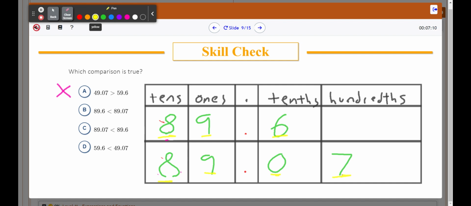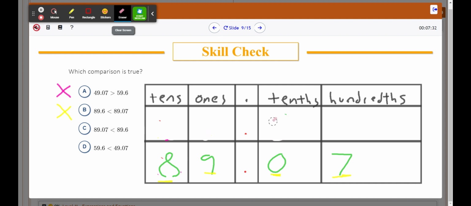They're trying to trick you with the 7 over here. The 7's in the hundredths spot. We don't care about that because we already see that the 6 is bigger than the 0, meaning that 89.6 is greater than 89.07. So that's not the right answer. All right, so again, let's plug in some more numbers into our place value chart. Let's go ahead and erase these.